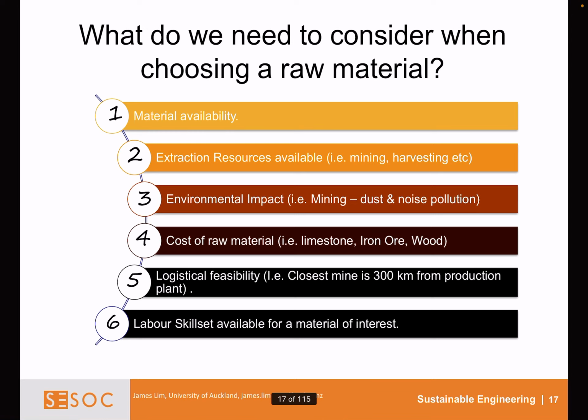In the material selection process, what do we need to consider when choosing a raw material? Material availability. Is the material available in this country, or do we need to import it from another country? Material extraction resources. In extracting raw materials from the earth, whether it be timber, limestone, iron ore, or oil, do we have the extraction resources available to us? Environmental impact. This is the one which is the most important factor for delivering a sustainable development. Pollutions that must be considered when selecting a material are dust, noise, watercourses, energy usage, water usage, etc.